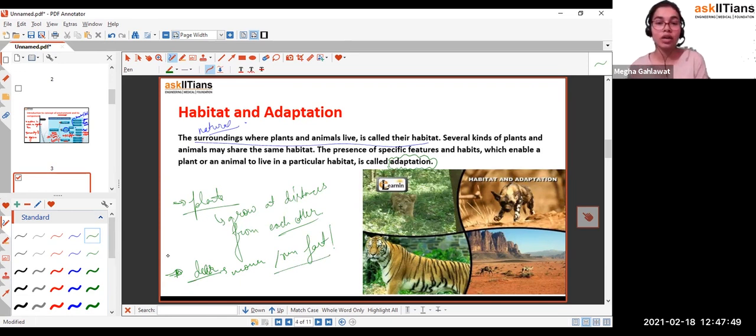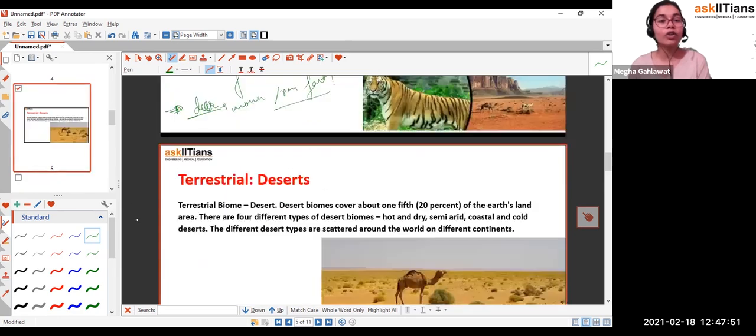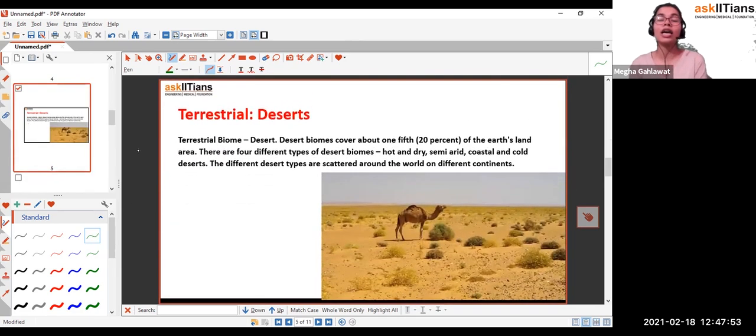Right? Now, we are moving forward to the different types of terrestrial environments which are found on the planet. We'll be talking about the deserts. We'll be talking about the rainforest, etc. Right? So starting from the terrestrial biome, we have the desert as the first thing that we are going to start with. Okay, understand this thing.